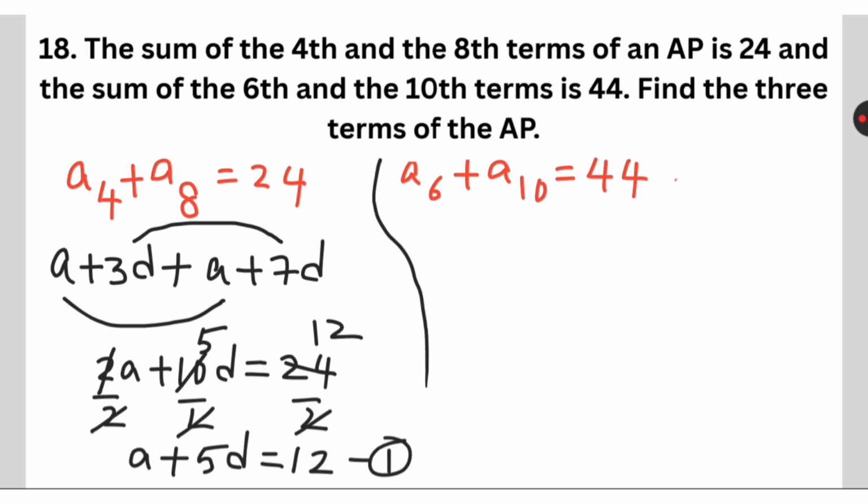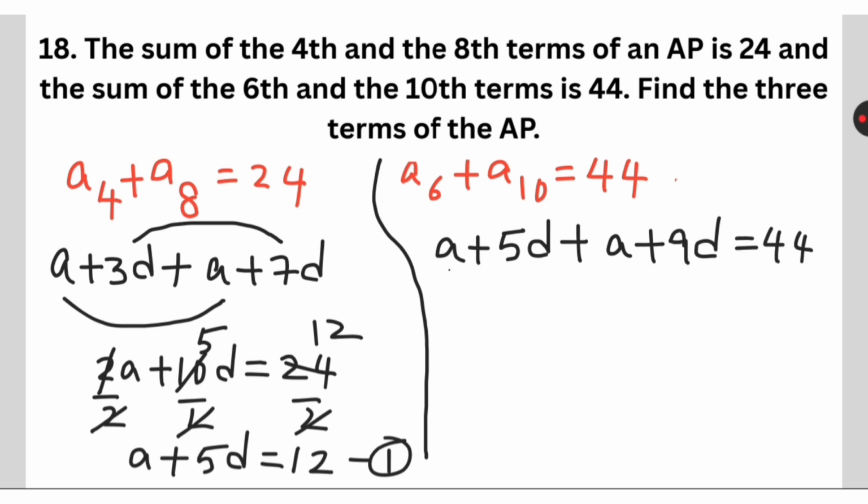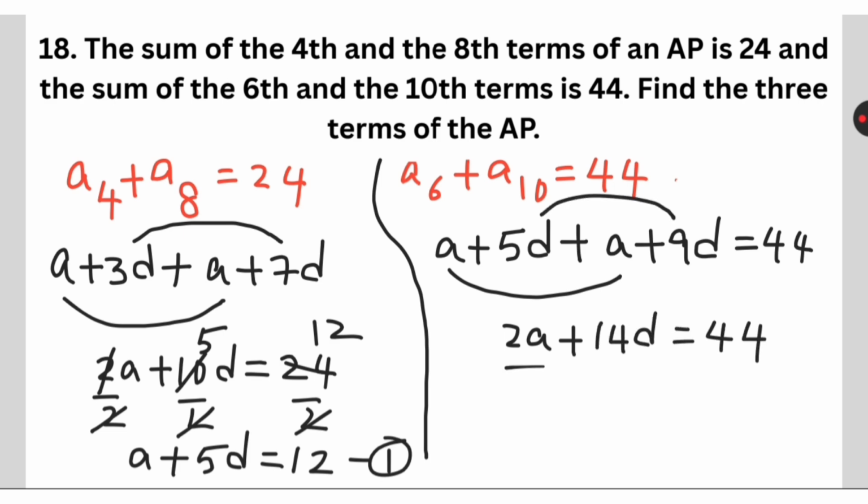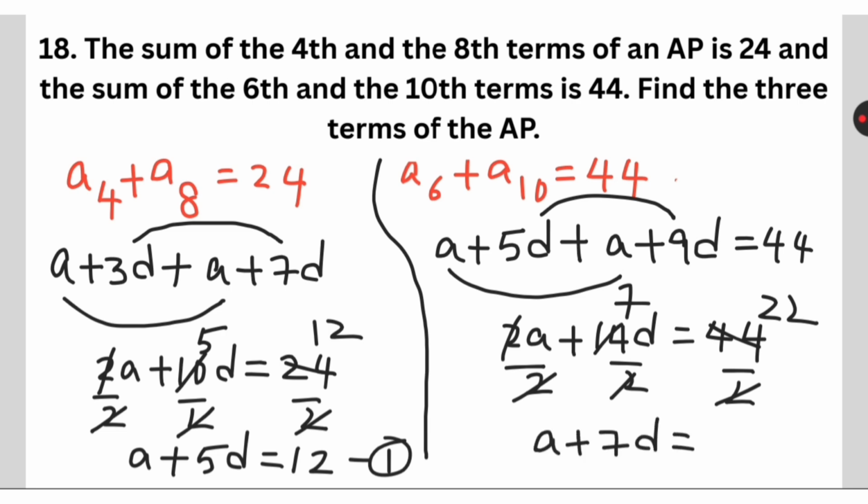And now simplify this. A6 plus A10 equal to 44. A6 is nothing but A plus 5D. A10 is nothing but A plus 9D. So here A plus A is 2A, 5D plus 9D is 14D, that is equal to 44. Divide both sides by 2. Here 2 gets cancelled, 2 7s are 14, and here 2 22s are 44. So A plus 7D is equal to 22. Consider this as equation 2.